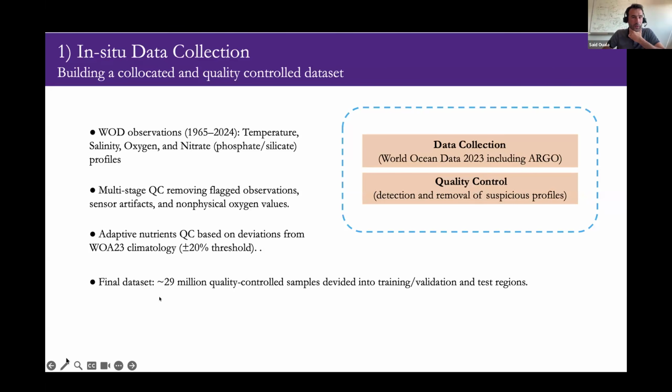And at the end, we ended with around 29 million quality control samples for dissolved oxygen. For nutrients, it's slightly less; it's around 90 million. And we divide those samples into training, validation, and test regions.